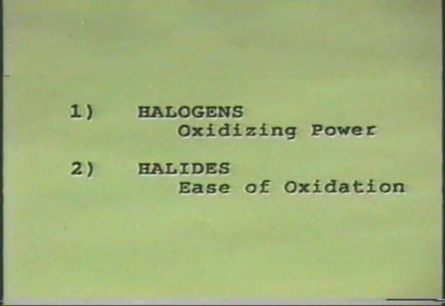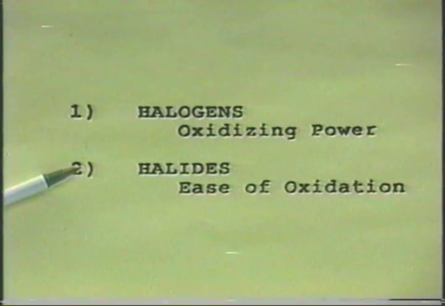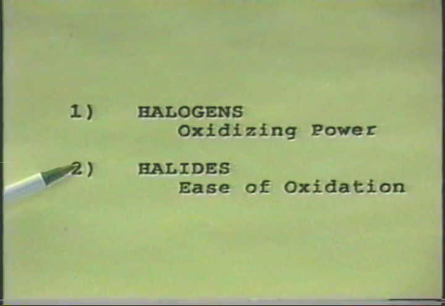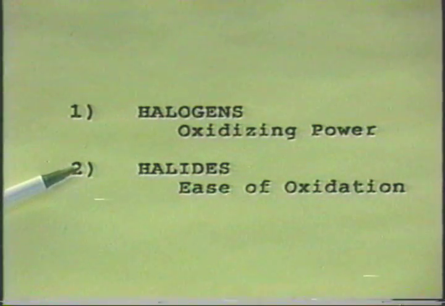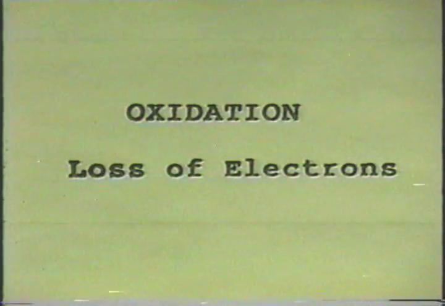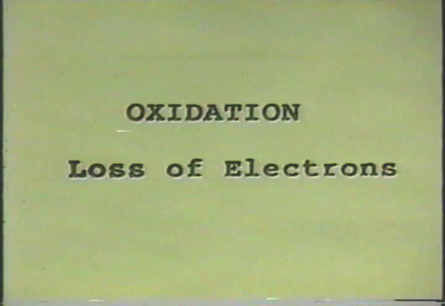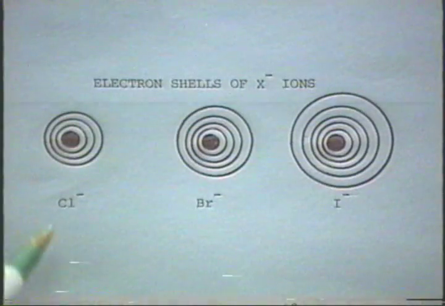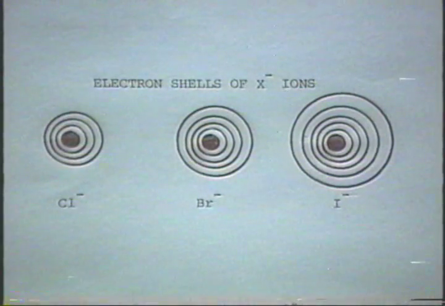In today's experiment, you'll study the halogens. That's chlorine, bromine, and iodine. In particular, you'll look at their oxidizing powers. Now, in this process, you'll also measure the ease of oxidation of the chloride, bromide, and iodide ions. Before we go on, recall that oxidation involves the loss of electrons. That is, something which is oxidized loses electrons. The halide ions are what you're going to be oxidizing today.